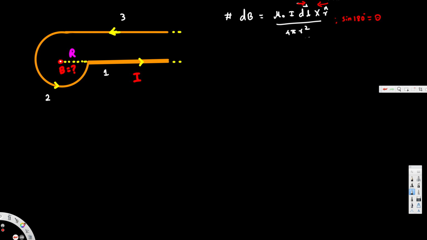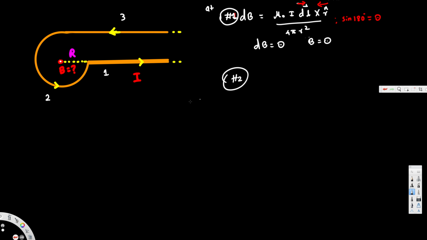So this one is 0. Let's note this one, 1. At 1, we are going to have magnetic field dB equal to 0. Therefore, B is equal to 0. Okay, so this is at 1. Now let's go to 2.